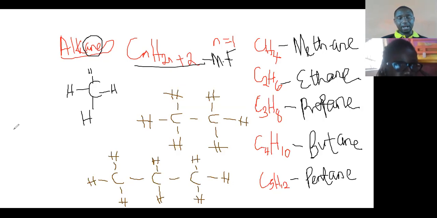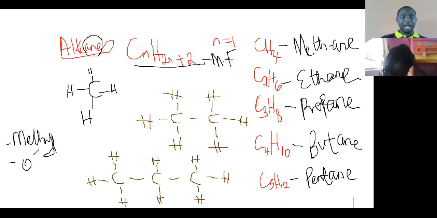Functional groups, like I said, are groups added to most hydrocarbons or most organic compounds to ease the naming of such compounds. Examples of functional groups: we have the methyl group. We could also have hydroxide as a functional group. But we'll bother ourselves more with methyl, the methyl group.